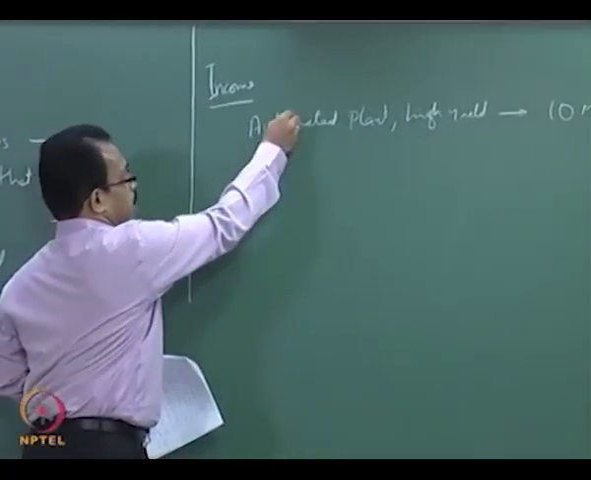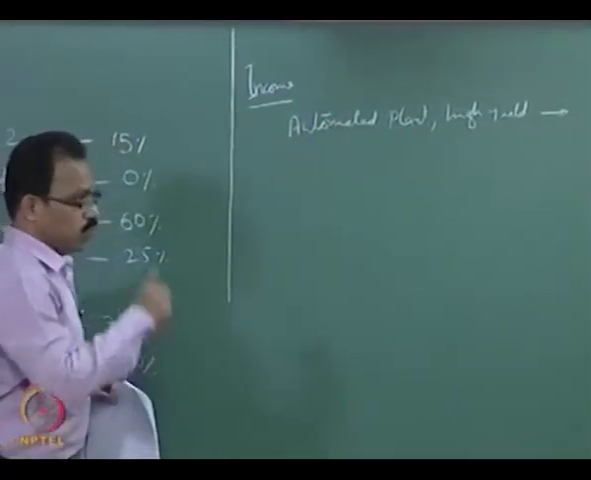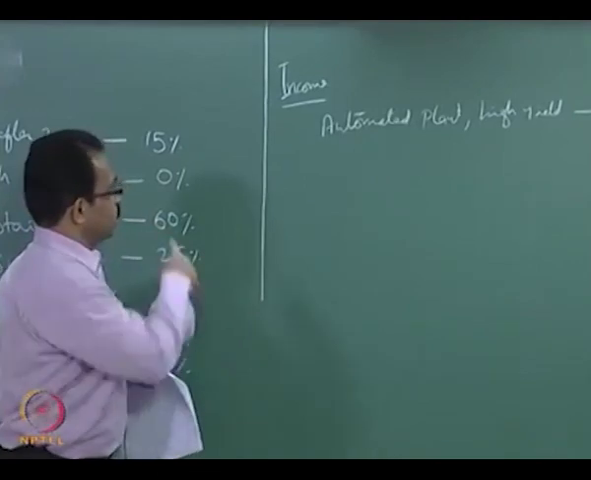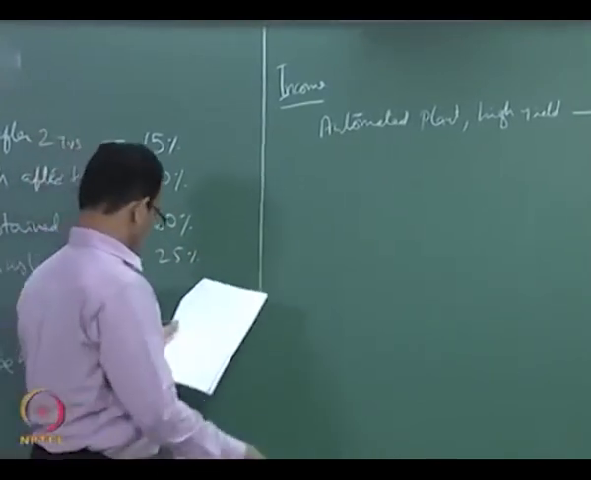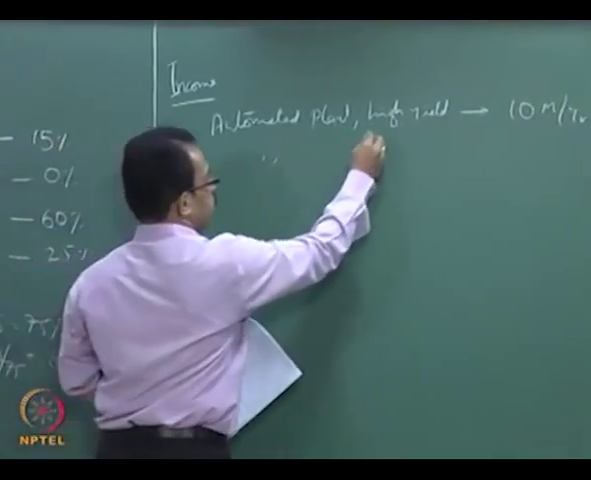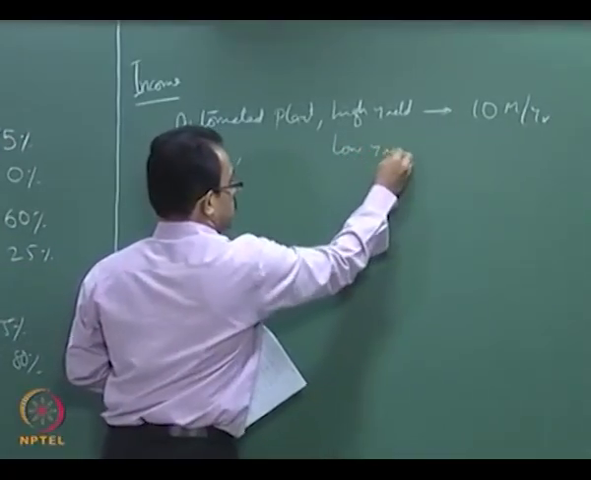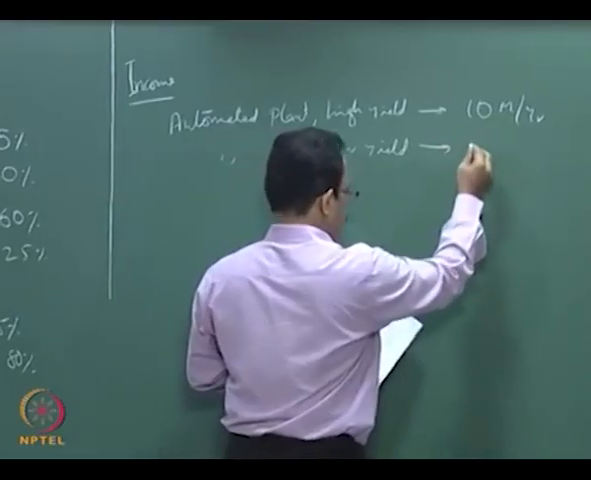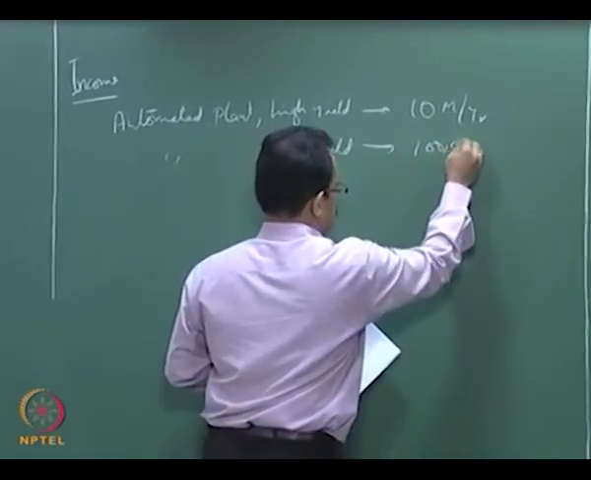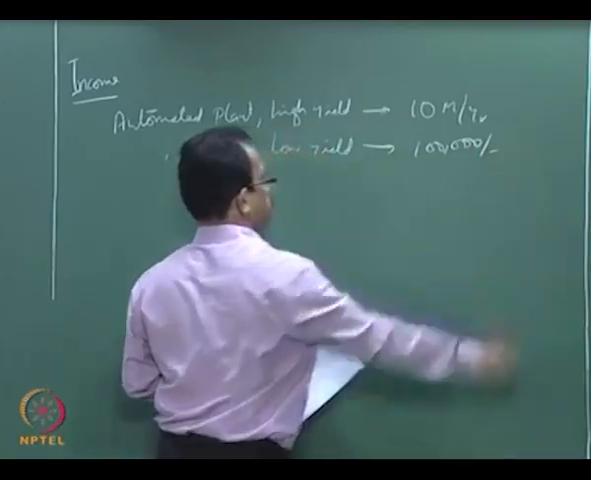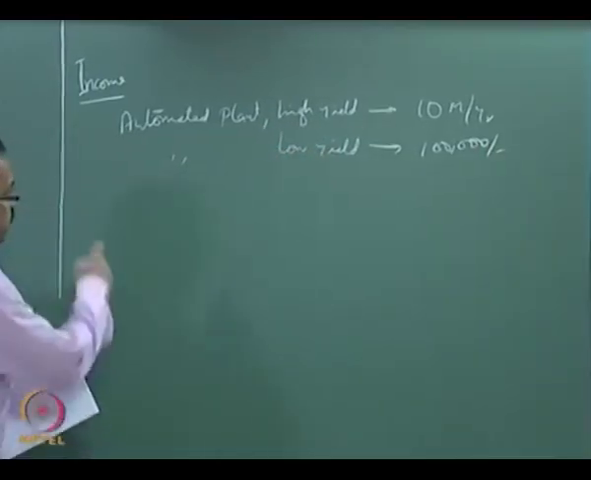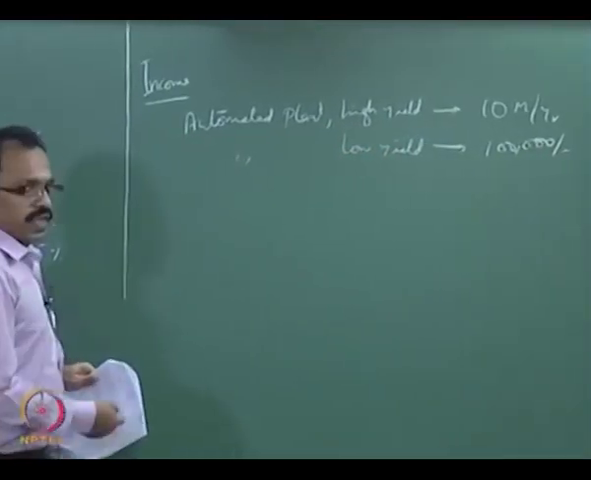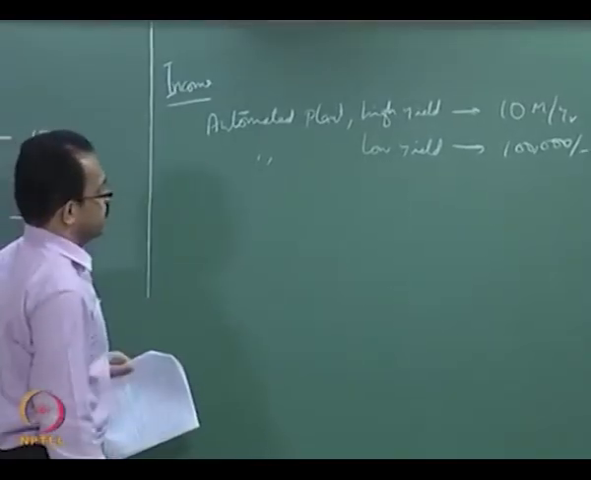These are all estimates, so we are yet to start the industry, so these are the estimated revenues. And if you have an automated plant but the low yield, that means low sales, then the revenue will be only 100,000 per annum. We need these values to calculate the expected value of the different scenarios.